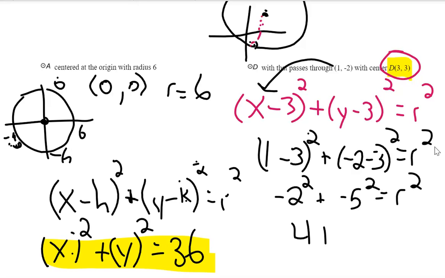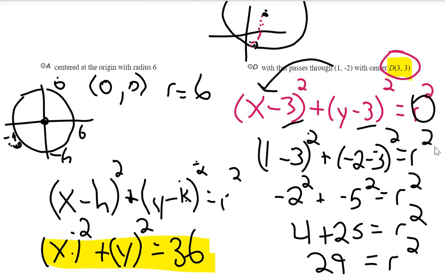So I've got 4 plus 25 equals my radius squared. So my radius squared is equal to 29. Now if I go back up to my original equation, I had my h and my k. The only thing I was missing was my radius squared. Since I solved for it and I know it's equal to 29, I'm going to put in my 29, and that right there is the equation I'm looking for. So that equation can represent my circle.